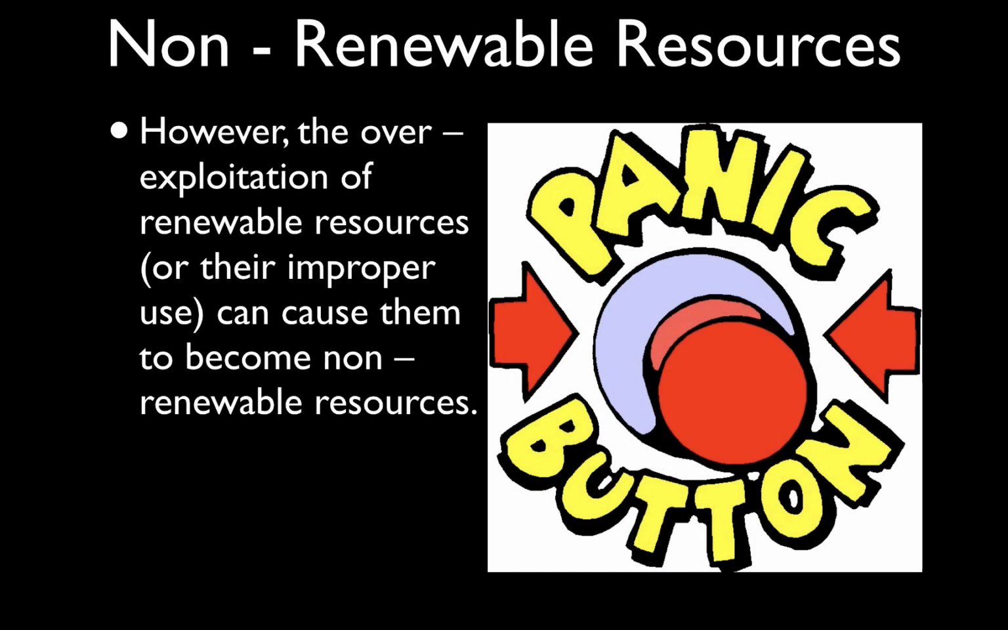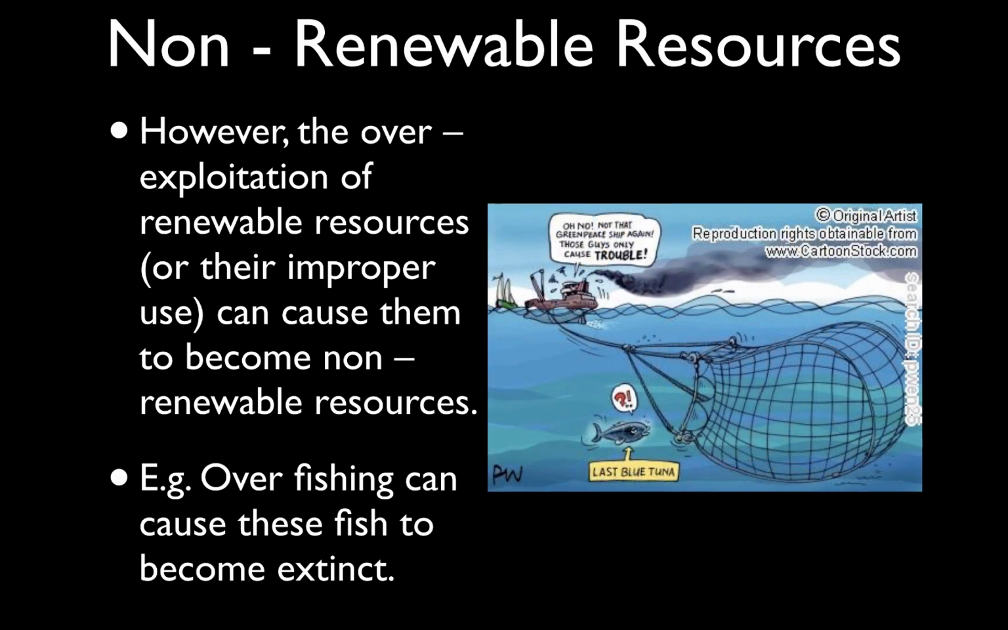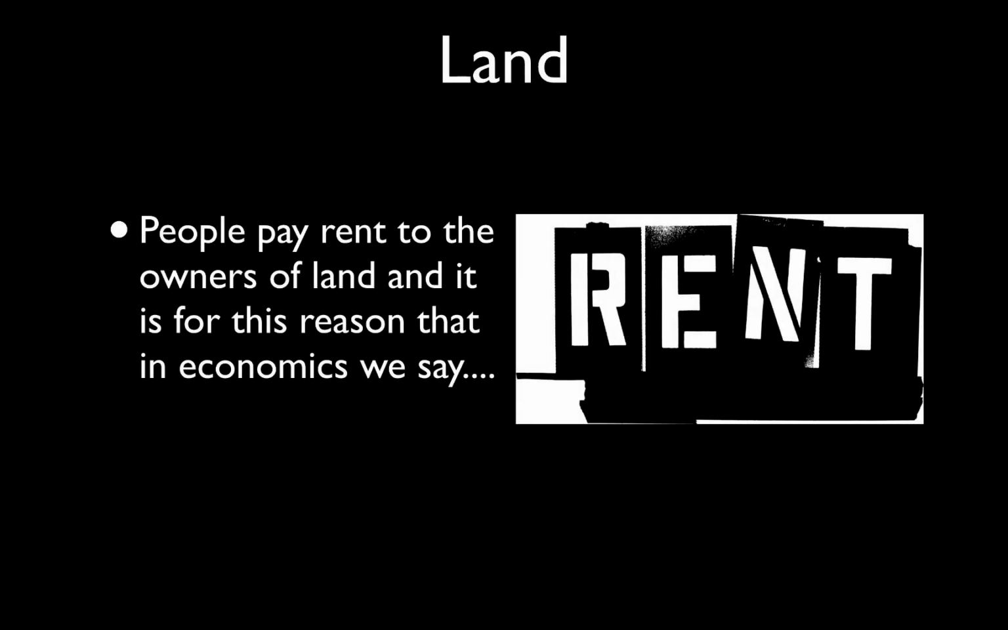However, the issue with renewable resources is that if we don't properly manage them, then they will become non-renewable. And just the idea of this kind of fish, overfishing can cause certain fish to become extinct. So the last blue tuna, and that's pretty much happening now, okay? And there's reasons why it's not owned. We'll talk more about that later.